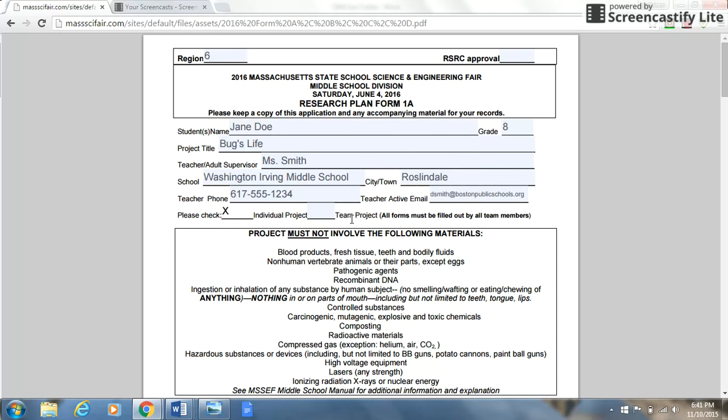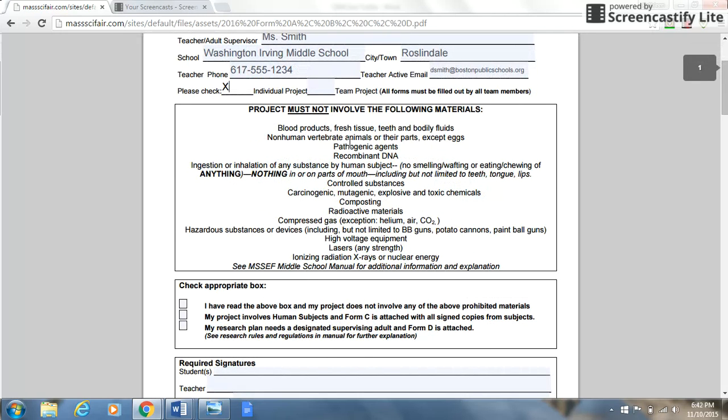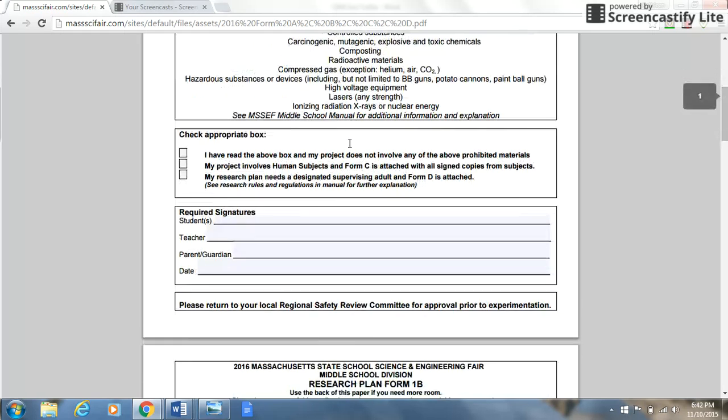If it's a team project, teams can be students in groups up to 3, and each individual student must submit their own research plan Form 1A. During this tutorial, we will not be addressing prohibited projects. There will be a separate tutorial to address all of those questions.